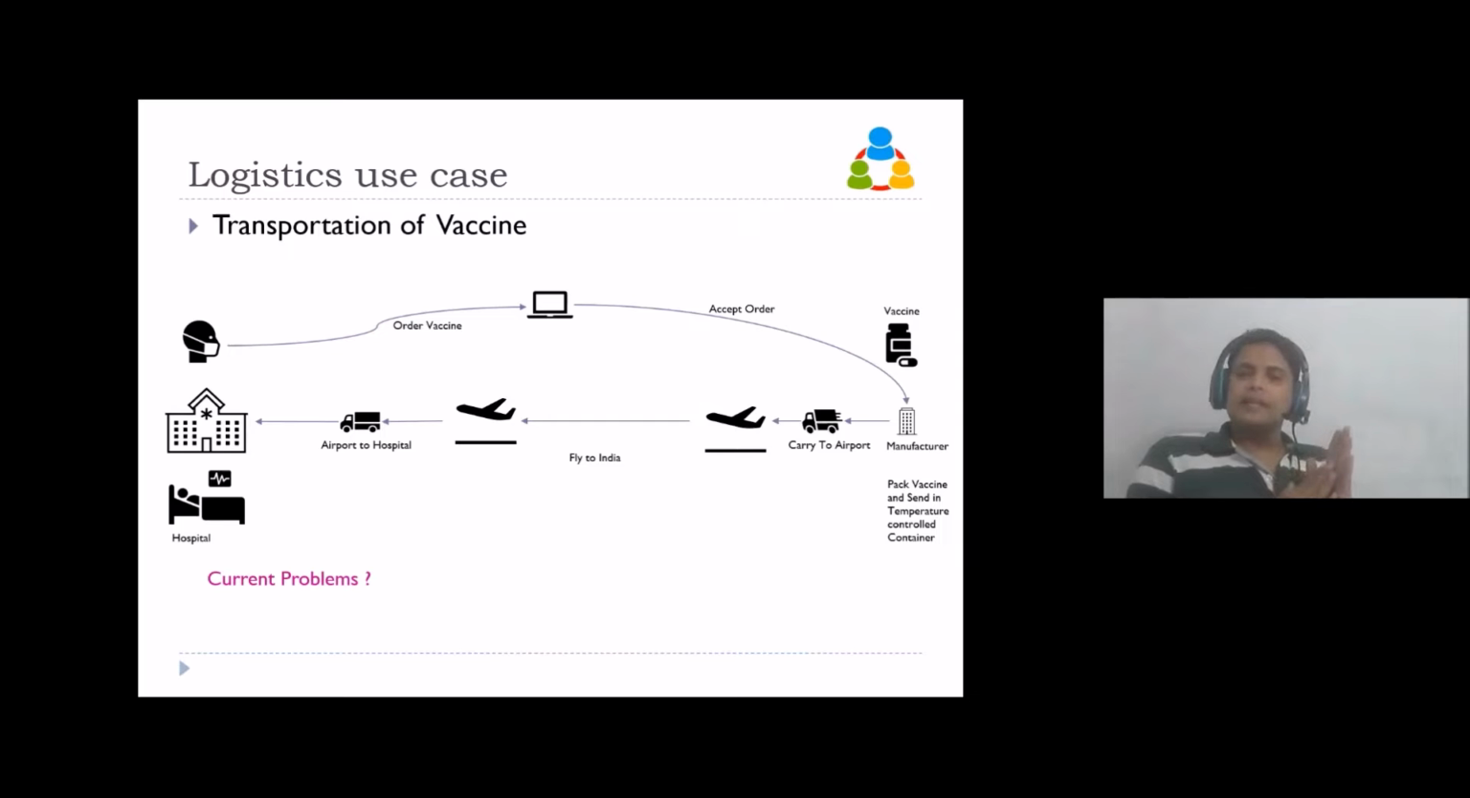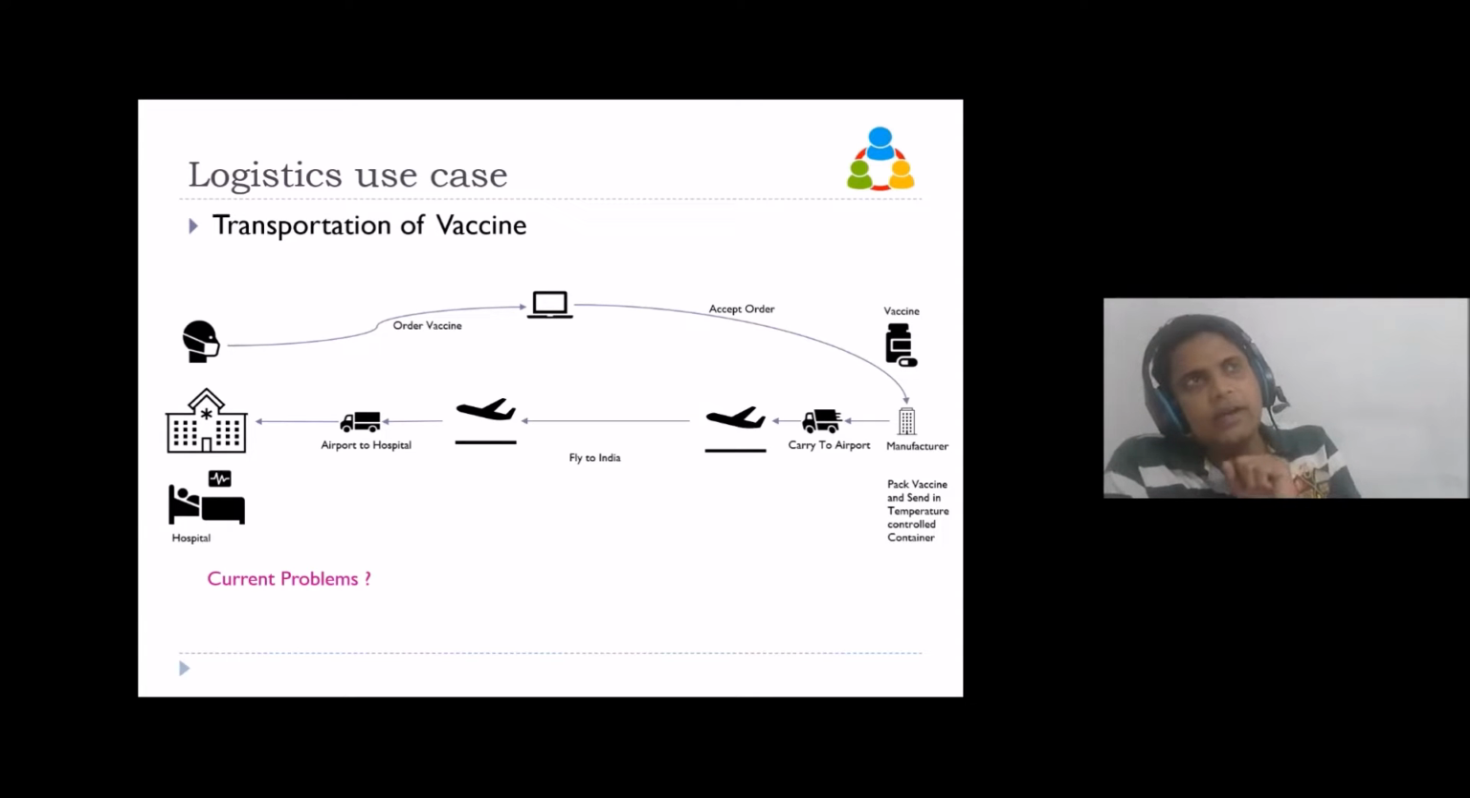So the primary concern in this scenario is that multiple people are involved: the hospital, the manufacturer, the airline company, plane cargo, the Blue Dart company, FedEx, a logistics company, a local transportation guy. There are various people who are all connected for this particular transportation. You have to trust them. Okay, that is one major problem, the lack of trust.